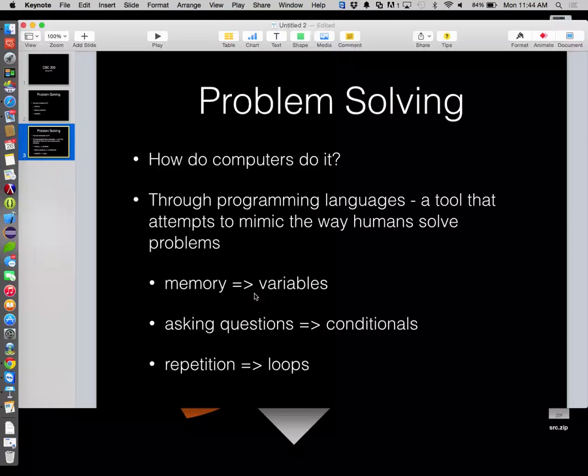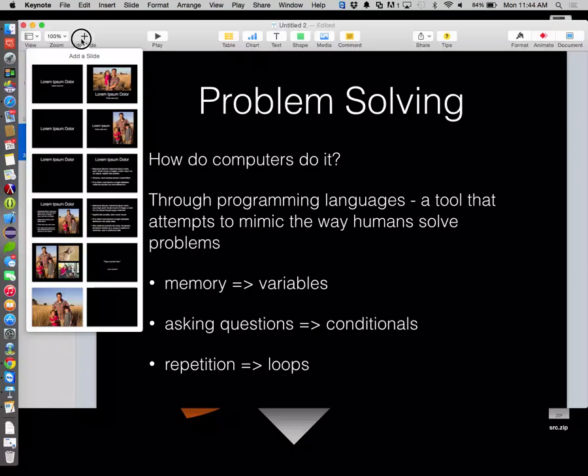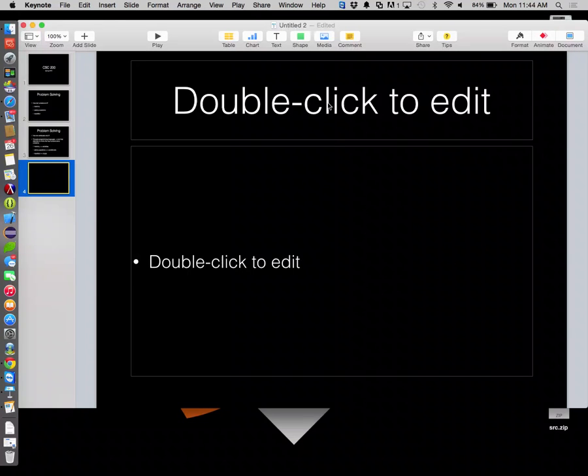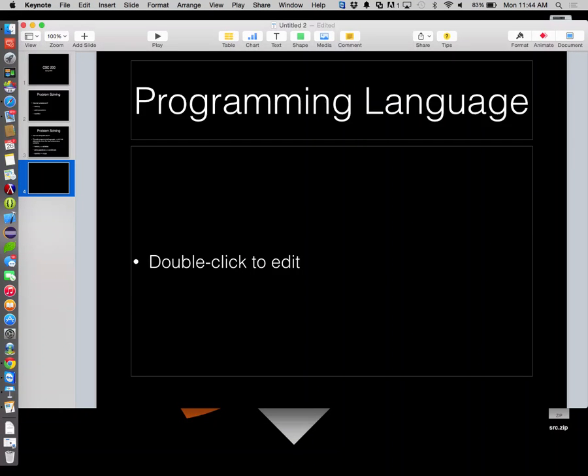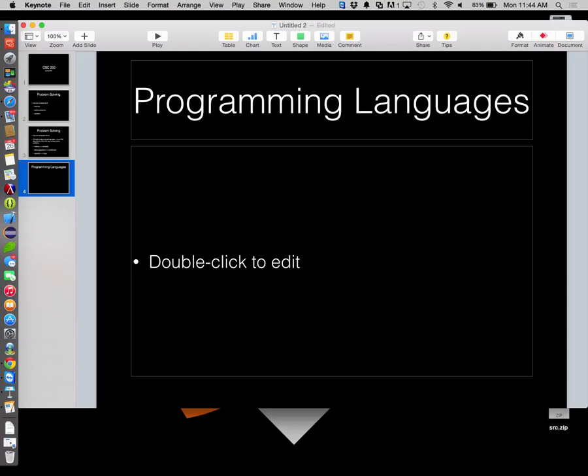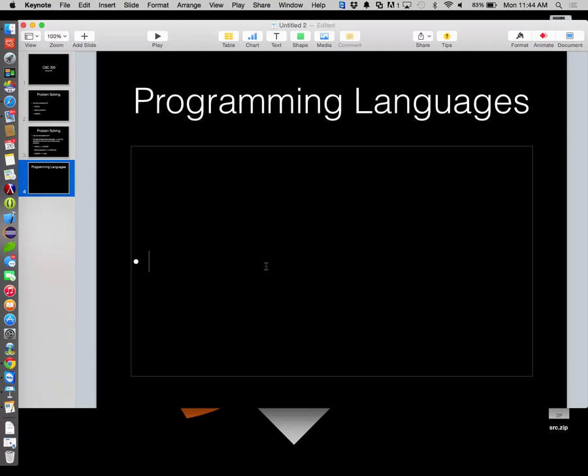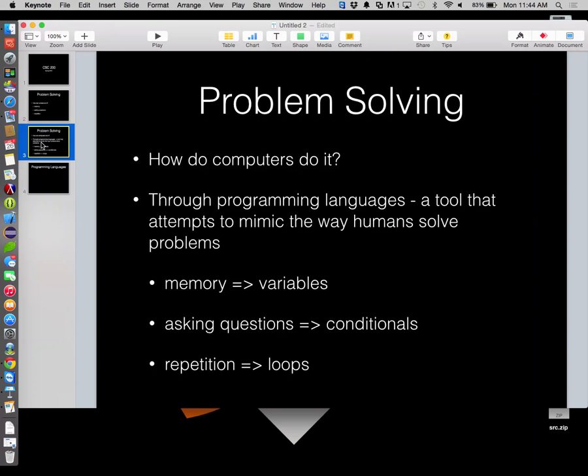Okay, so this is our connection here. This is problem solving. So let's start talking about programming languages in general. I already gave a definition for this. I'll just copy that over.